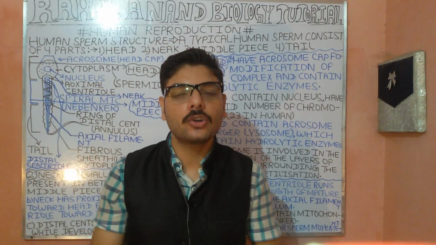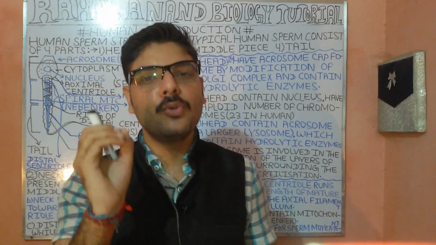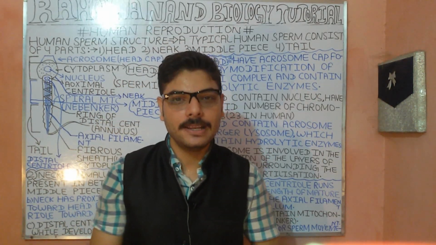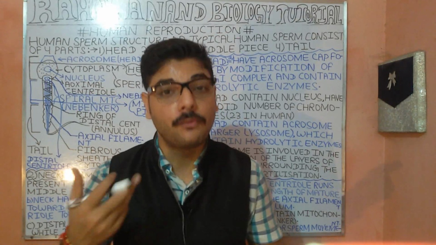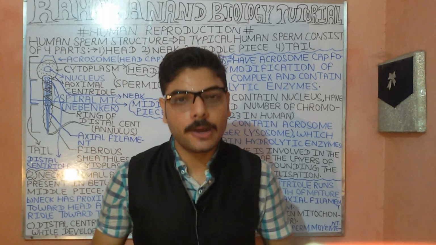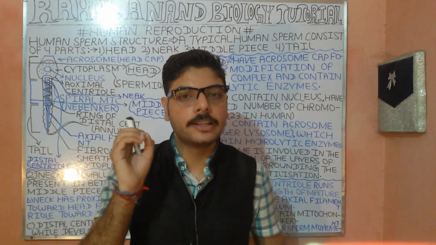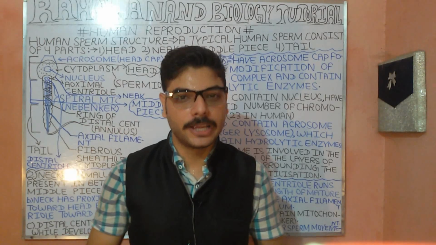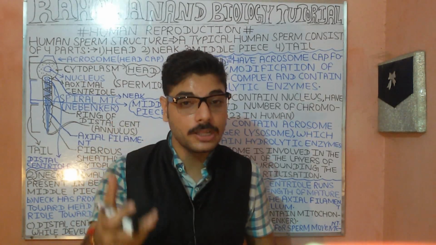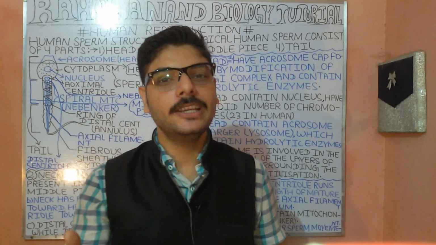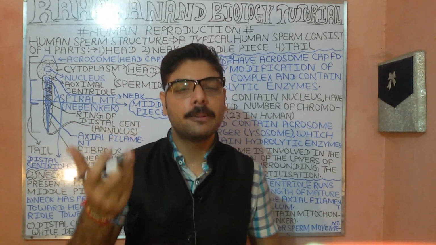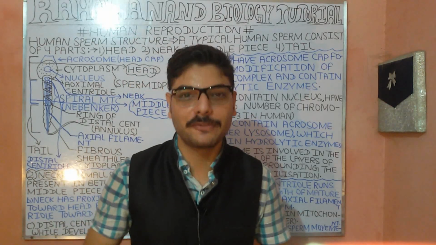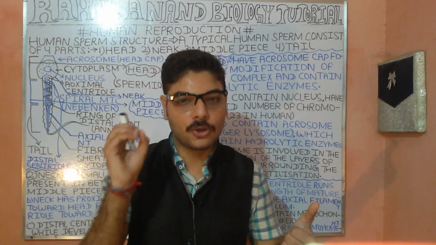When we talk about human reproduction, we have understood the case of the sperm. So what actually is the sperm? A typical human sperm consists of four important parts: the head, the neck, the middle piece, and the tail. The head is covered by the acrosome cap, which is formed by the modification of the Golgi complex or Golgi apparatus.